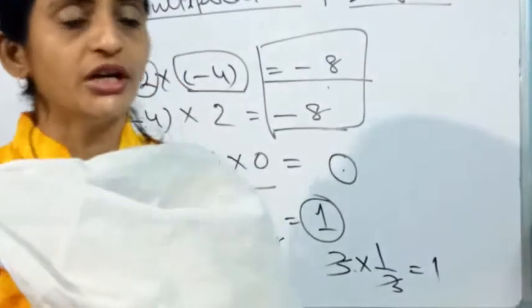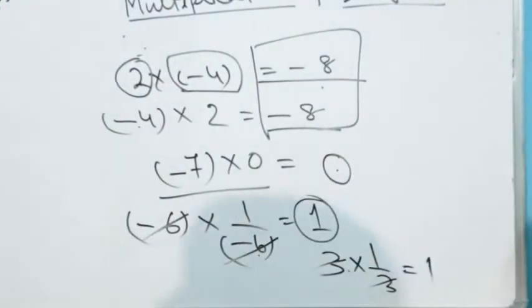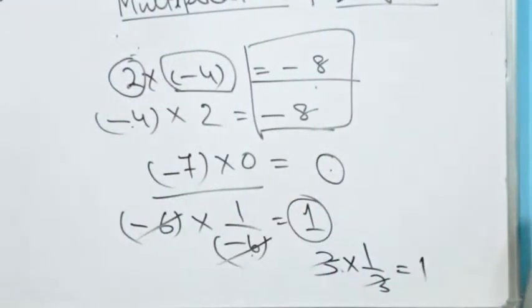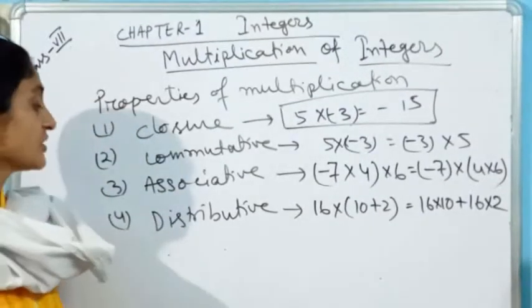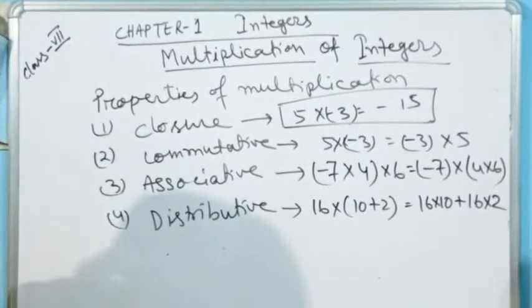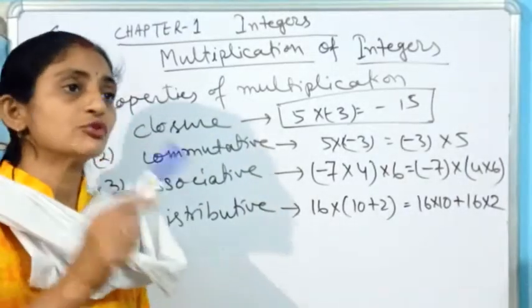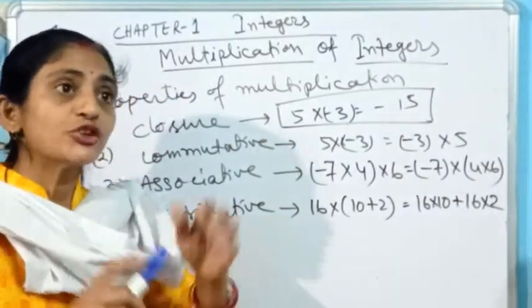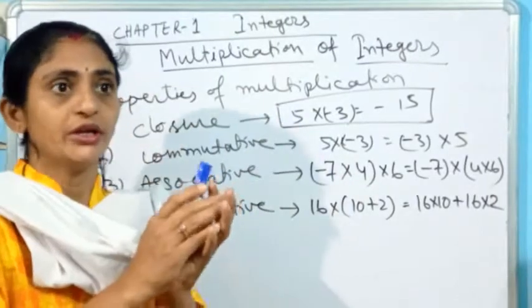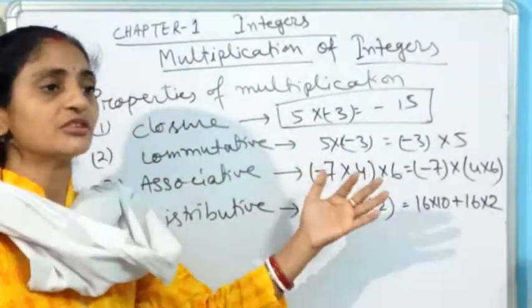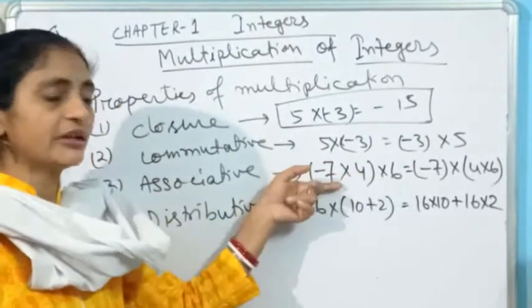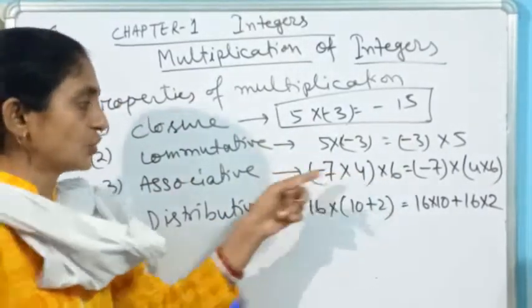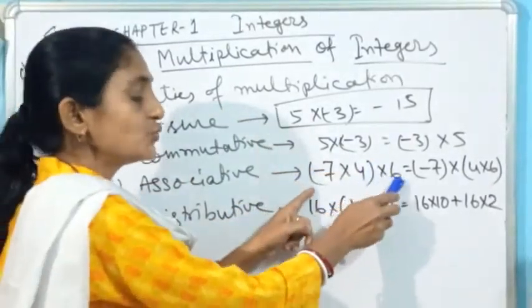Okay, let's come to the third property, that is the associative property. What will happen in the case of the associative property? Associating means grouping. In the case of multiplication, if we are changing the grouping, as I have taken one example here, that is (-7 into 4) into 6, this is the first group.